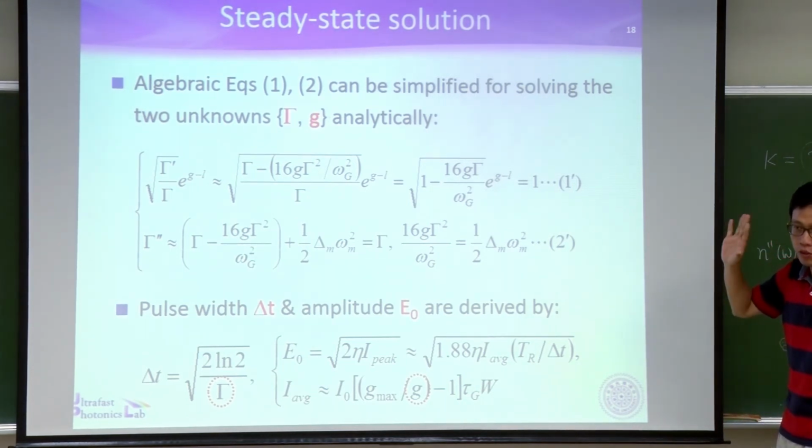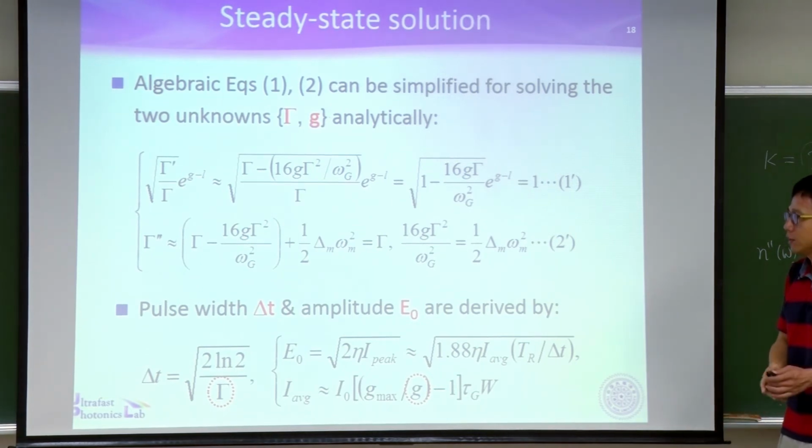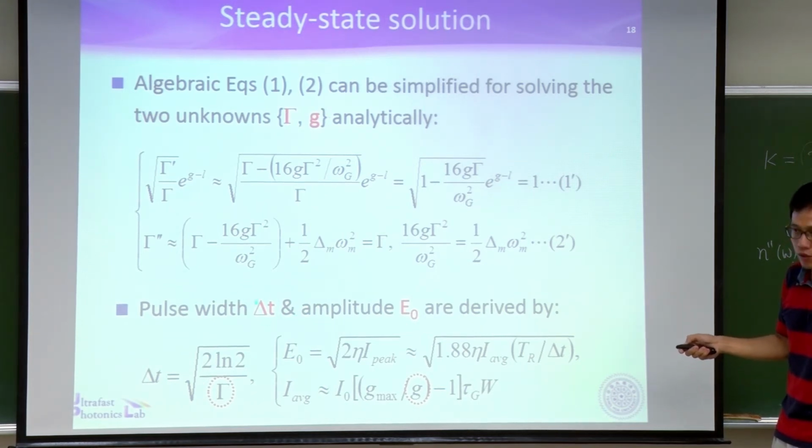But if you do so, we still have no idea about the final answers, right? We are most interested in steady state pulse width, delta t, and the steady state amplitude, E0. So what are the relations between delta t, E0, and gamma and g? That's the central issue, right? But this is what you have from the Gaussian model, right? Steady state pulse width is determined by square root of constant 2 log 2 over gamma. So if you solve gamma, you can directly calculate delta t. So there is no problem.